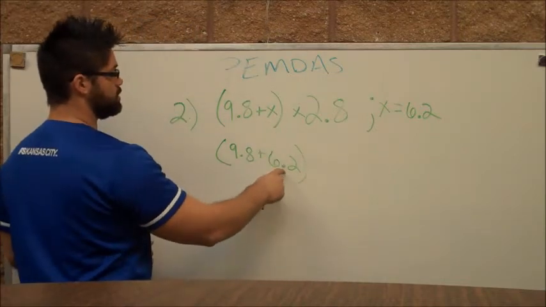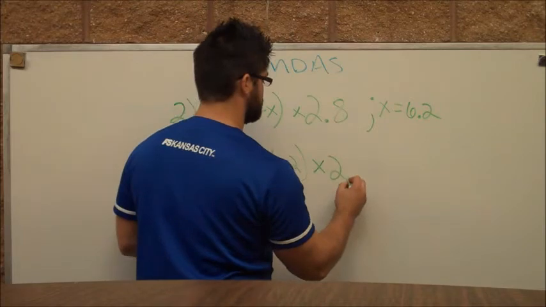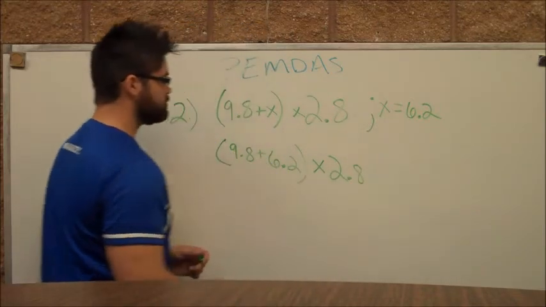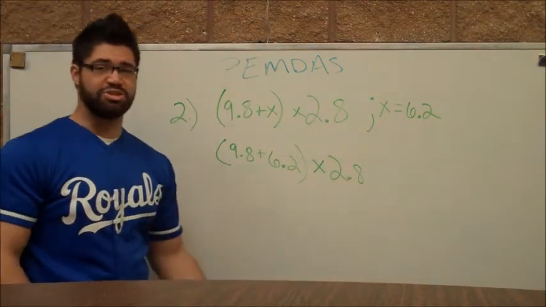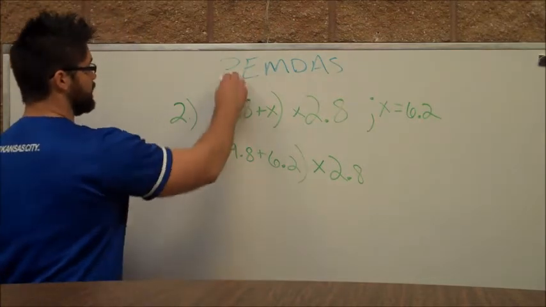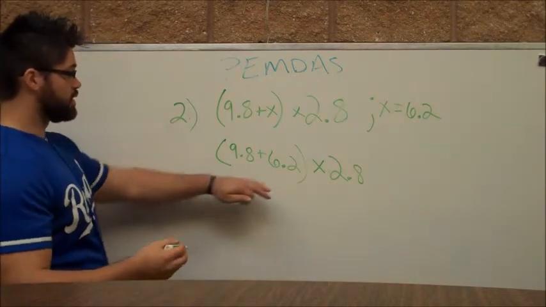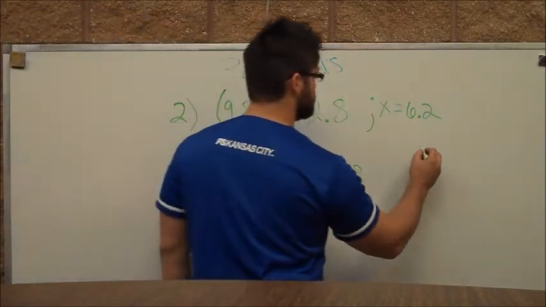So I substitute 6.2 for the x, and now I'm going to do times 2.8. So here's our new problem with the substitution applied. And now we just do simple PEMDAS. Remember, parentheses come first, so I just solve what's in the parentheses. Again, with addition, we line up our decimals.